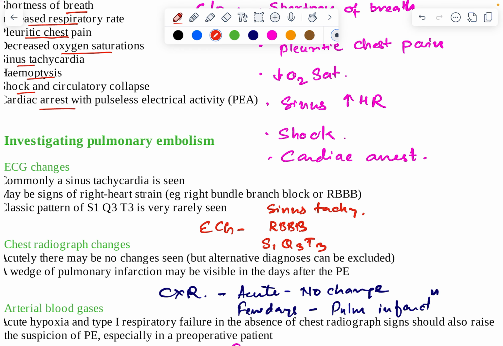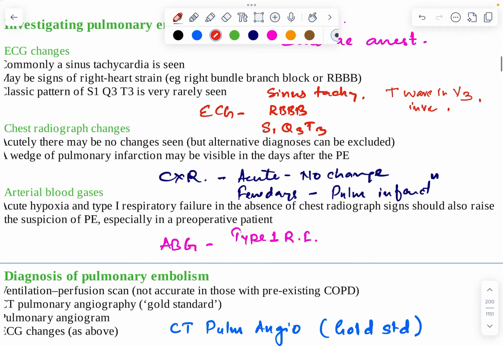What do you see on the ECG? You see a right strain pattern, right bundle branch block, with Q3. The classical pattern of S1, Q3 and T3 is rarely seen. T wave inversion in V3 is seen in pulmonary embolism. The chest radiograph may show no changes acutely. Chest X-ray, no changes; after a few days, pulmonary infarcts.